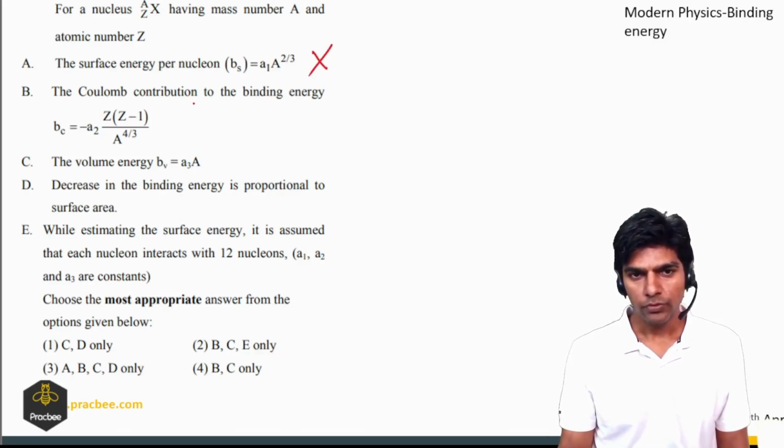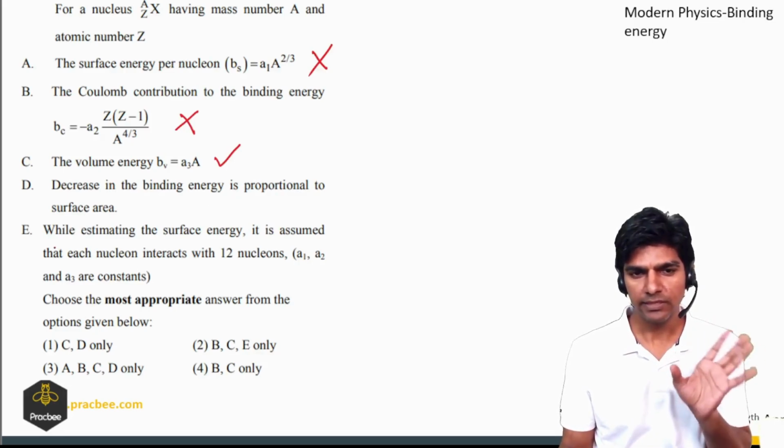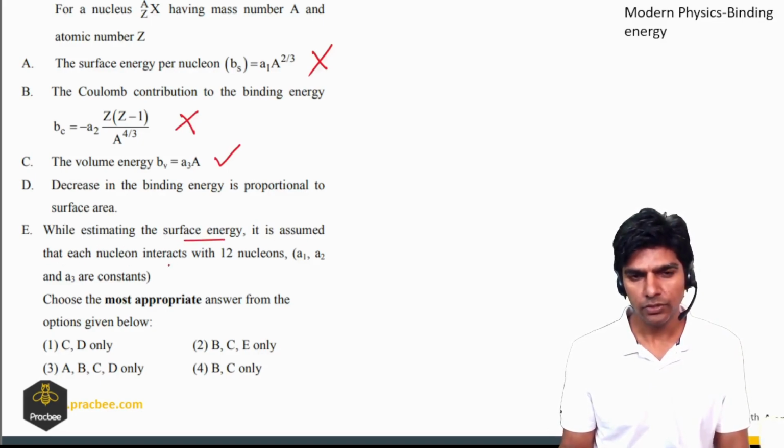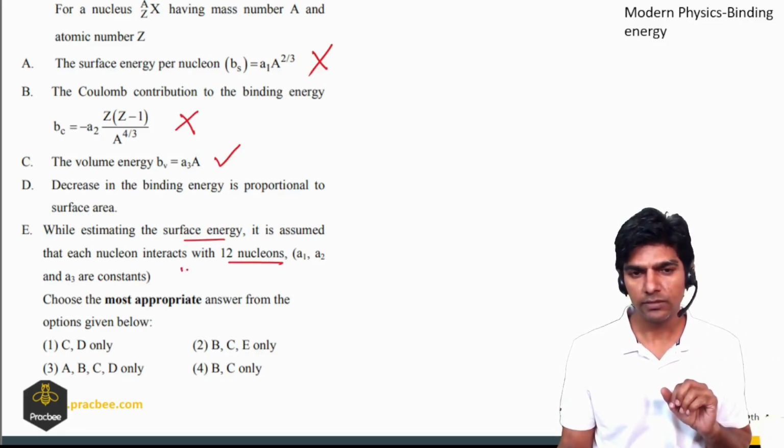The Coulomb contribution to the binding energy is minus A2 times Z(Z minus 1) upon A raised to power 4 by 3, but it is A raised to power 1 by 3 in the denominator, so this is incorrect. Volume energy is A3 times A, so that is correct. Decrease in the binding energy is proportional to the surface energy. This statement is ambiguous. Let us see statement E. While estimating the surface energy, it is assumed that each nucleon interacts with 12 nucleons. It is not possible for a surface nucleon to interact with 12 nucleons, so this statement is incorrect.